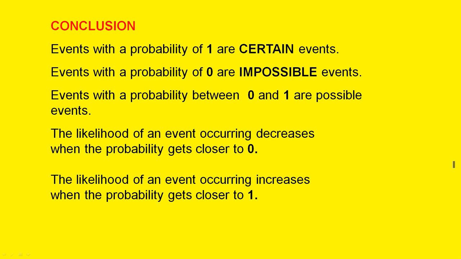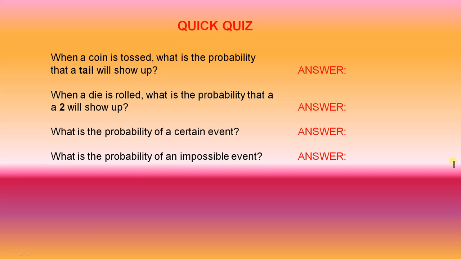So as the fraction gets smaller and smaller, the likelihood of the event occurring also gets smaller and smaller. The likelihood of an event occurring increases when the probability gets closer to 1. So as the fraction increases, the likelihood of the event occurring also increases. Here is a quick quiz to help you. Please check through the video at any time.